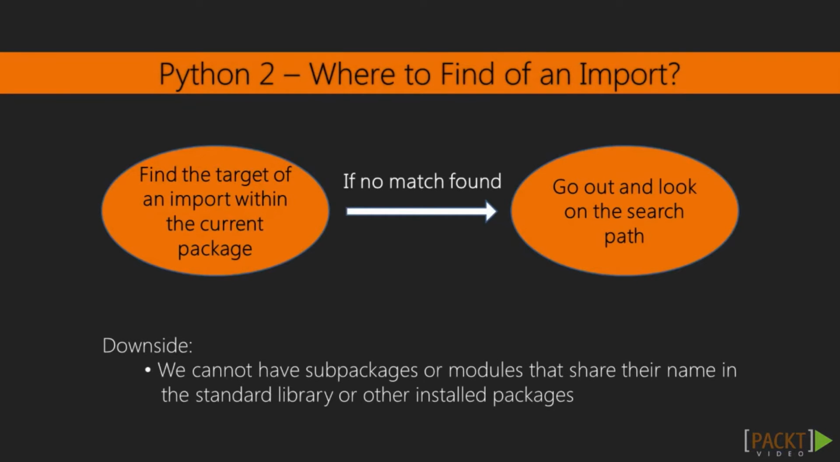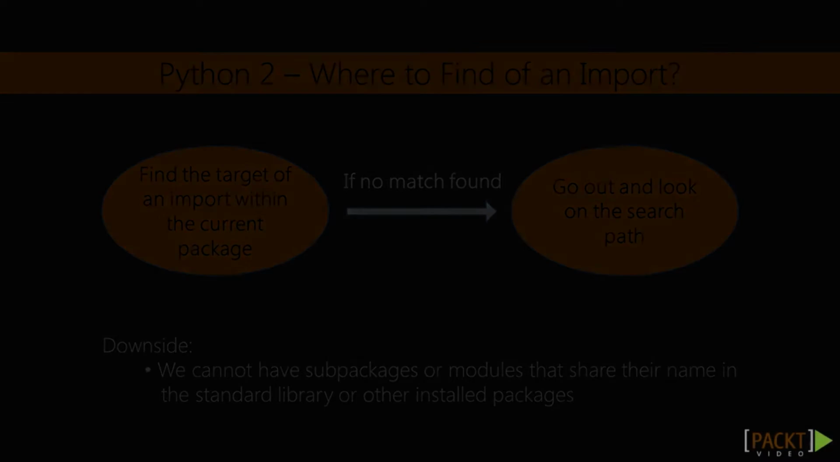Before we move on, let's take note that Python 2 used a different rule for deciding where to find imported code. In Python 2, it first tried to find the targeted import within the current package. Then, if no matching module was found there, it went out and looked for it on the search path. That approach usually did the right thing, but occasionally caused problems due to the ambiguous meaning, and it meant that we couldn't have subpackages or modules that shared the name of anything in the standard library or other installed packages. So this behavior was changed in Python 3.